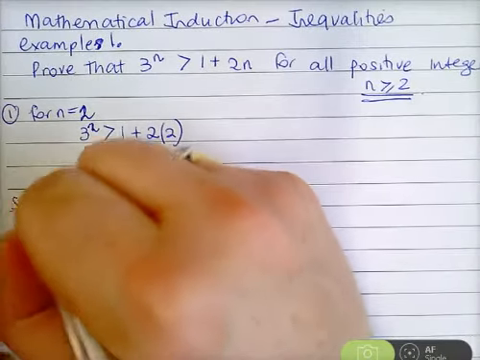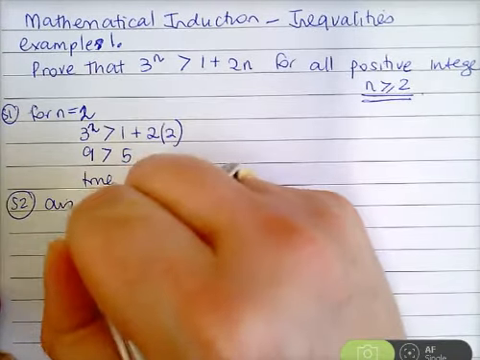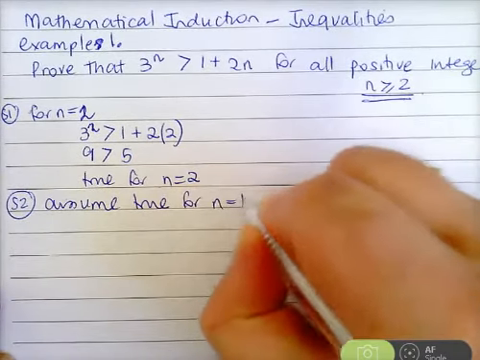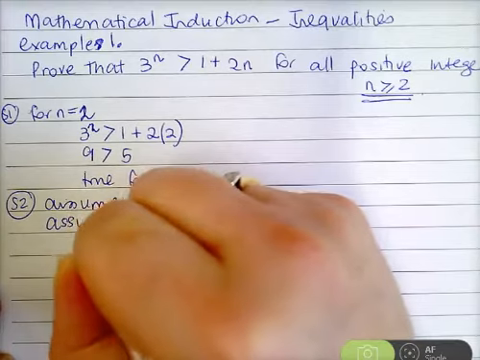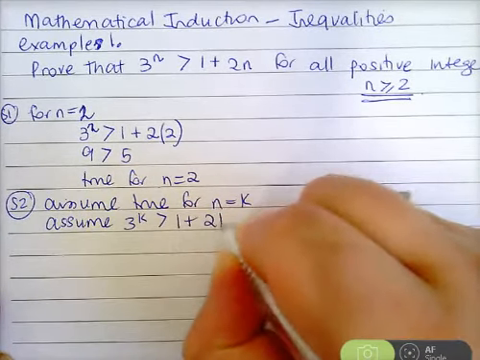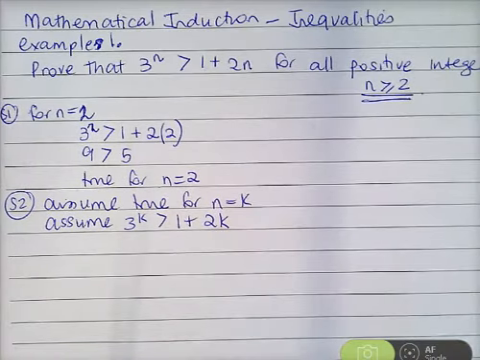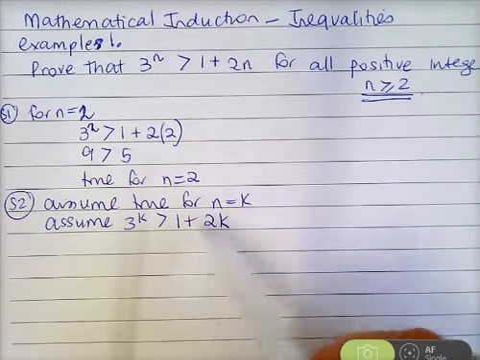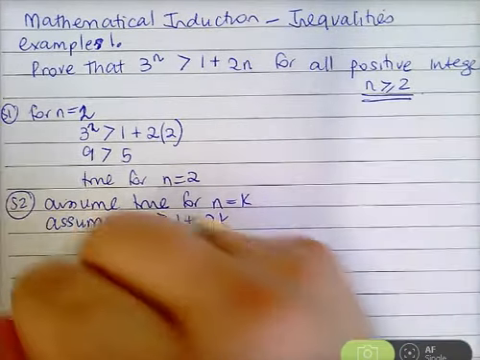Step 2, assume true for n equals k. That is, we are assuming that 3 to the power of k is greater than 1 plus 2k. Do we have to rearrange? Not sure yet. We'll see what happens. So 3 to the power of k is greater than 1 plus 2 times k.